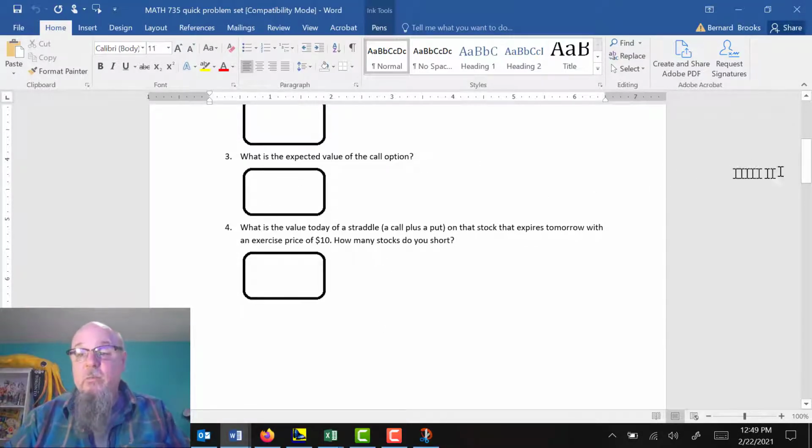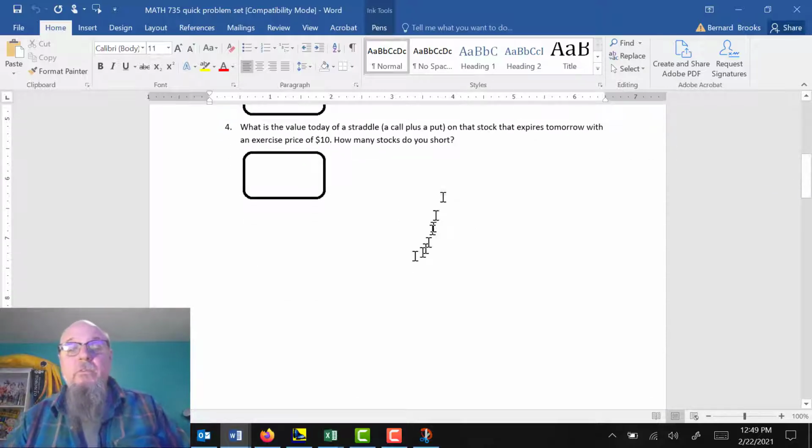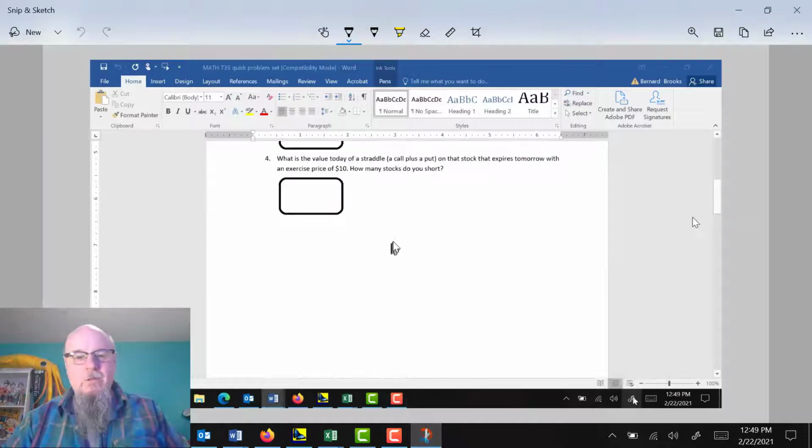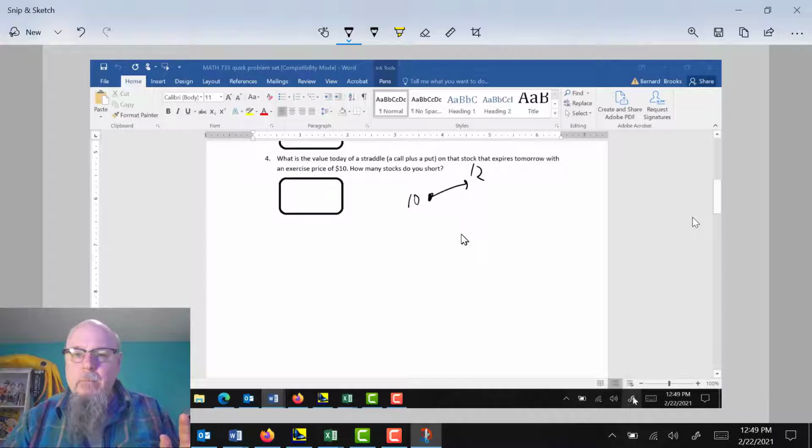All right, this last question here: what's the value today of a straddle? Well, let's redraw then. You get $10, goes up to $12. I'm not writing the probabilities because they don't matter in this case. Down to $9. Now, a straddle with an exercise price of 10.